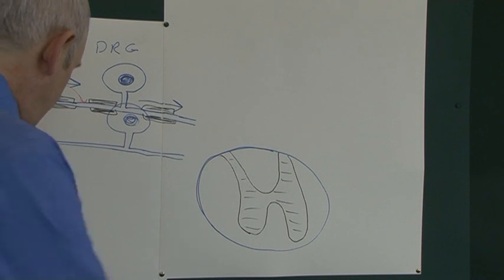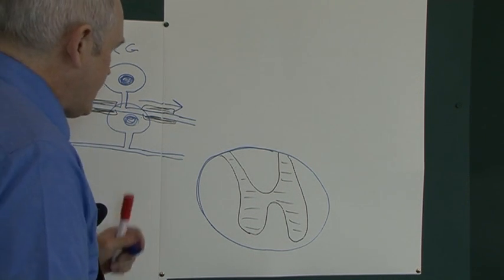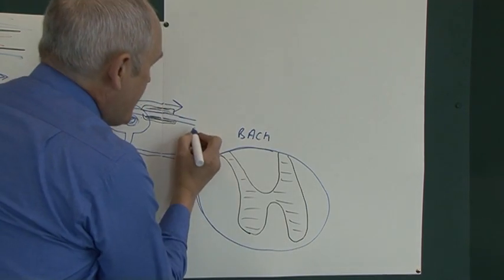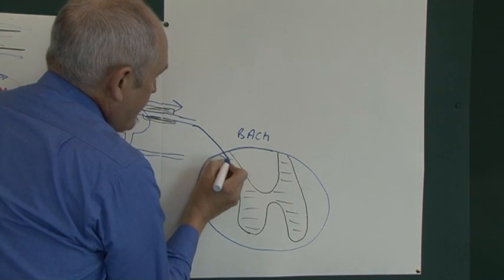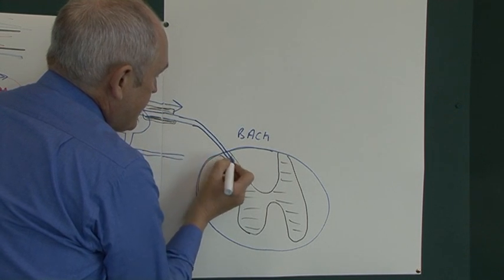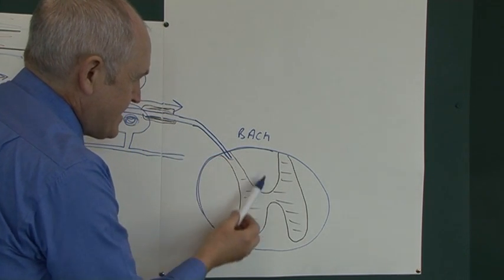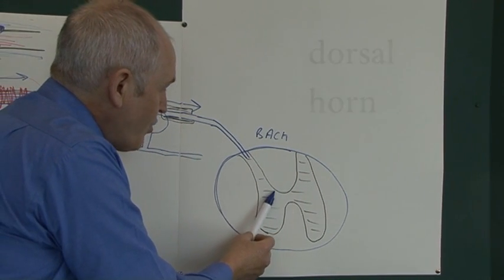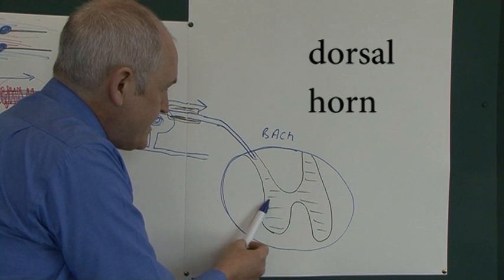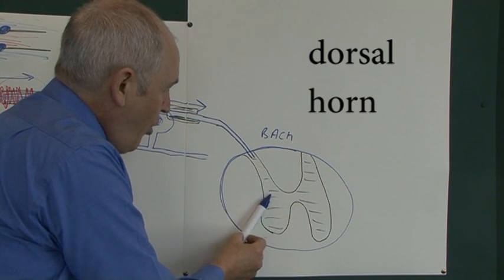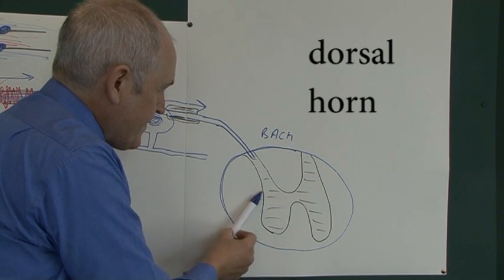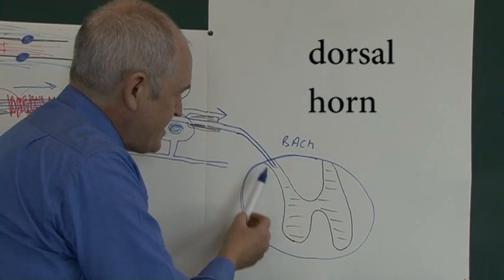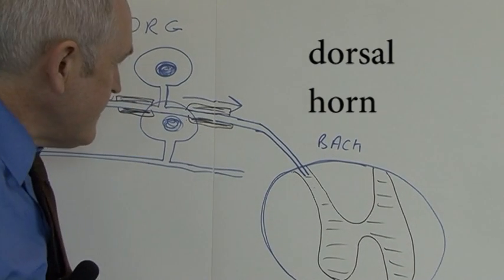So what happens now is, let's look at the A delta fibre. This is the back here of course, and it goes in the back and into this part of the grey matter. This part of the grey matter is at the back, so this is the dorsal horn of the spinal cord. These would be the anterior or the ventral horns, but this is the dorsal horn and it's coming in.